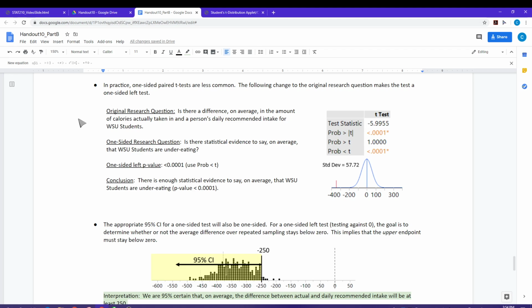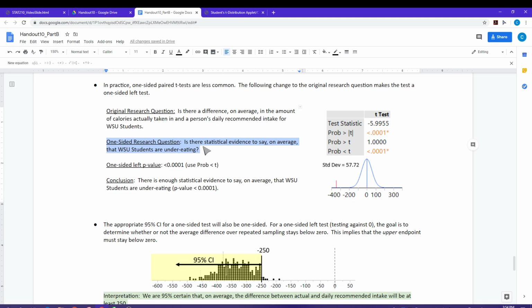In practice, one-sided paired t-tests are less common. So here I've taken the original research question, which just asked, is there a difference, and changed it to the following. So the one-sided research question would be something like this. Is there statistical evidence to say, on average, that WSU students are undereating? In other words, I would like to know whether or not that average stays below 0. So this certainly has a direction associated with it.